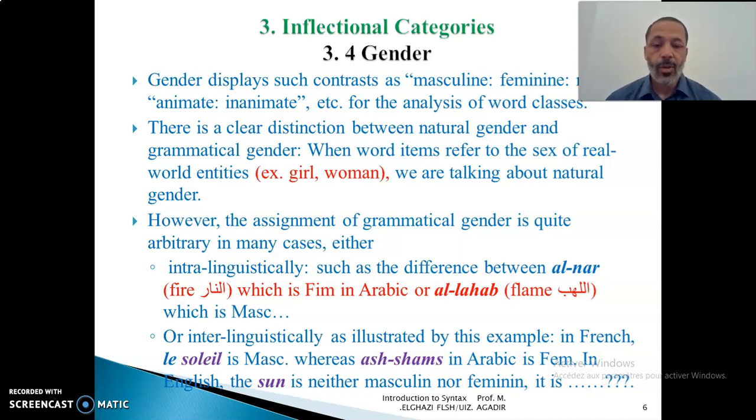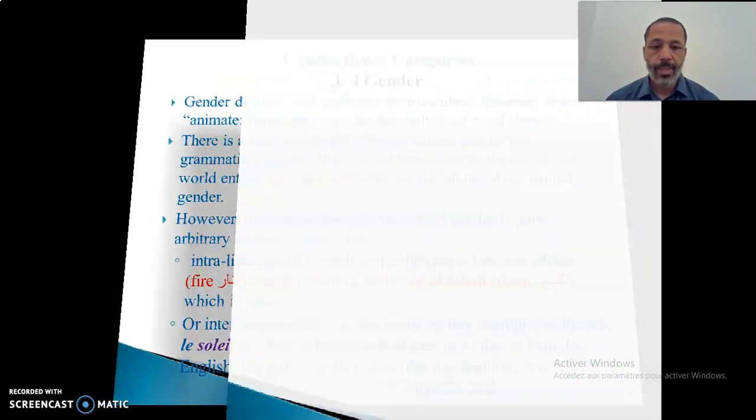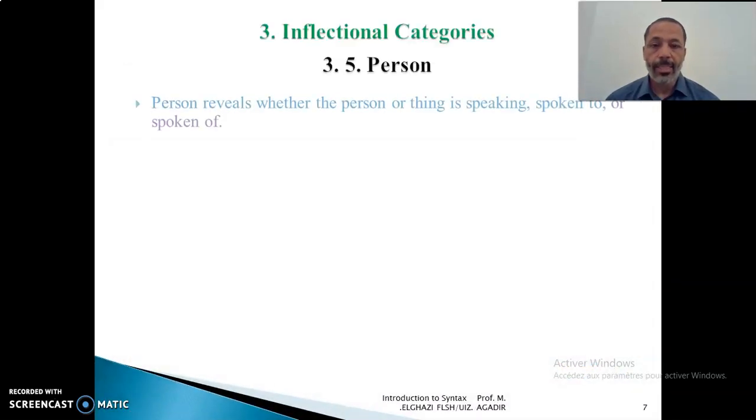So as you can see, we refer to the same thing in nature, which is the sun, but when it is used in Arabic, it is feminine. In French, it is masculine. In English, it is neuter. This is what we call grammatical gender.